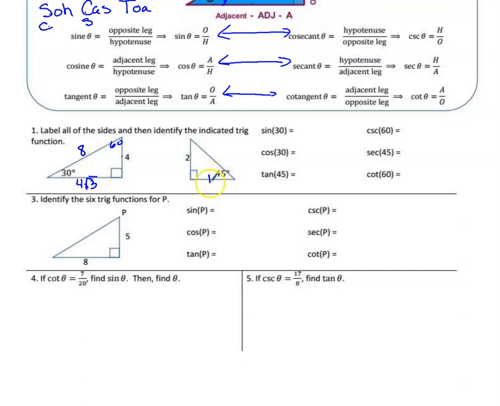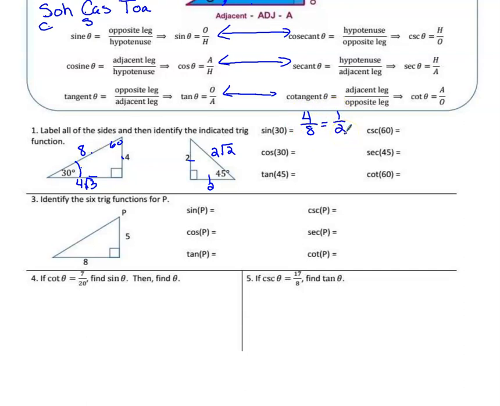And this triangle is a 45-45-90 right triangle. So if one leg is 2, the other leg is 2, and the hypotenuse is 2 times the square root of 2. So now that we've got all the sides labeled, let's look at some ratios. And maybe you'll notice some trends here. So sine of 30, so we're looking at the 30-degree angle. Sine is the ratio of the opposite leg over the hypotenuse. So 4 over 8, which reduces to 1/2.